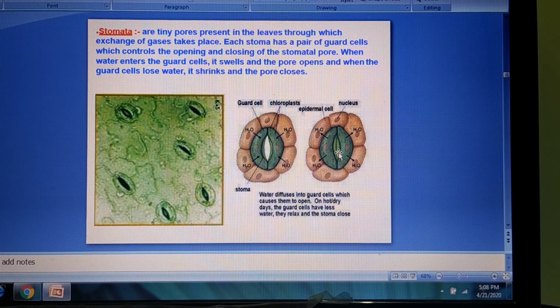So when they absorb water, they get the complete kidney or bean shape, and the stomata open. When the guard cells lose water, the two guard cells come a little closer, and this opening will be closed.